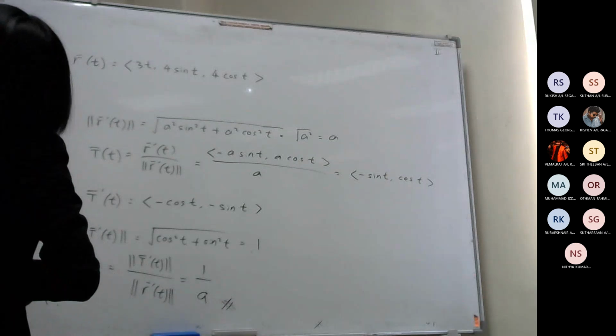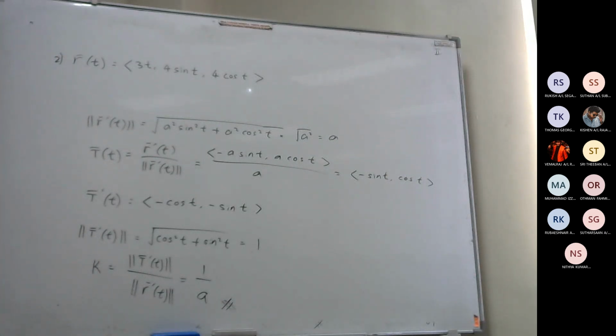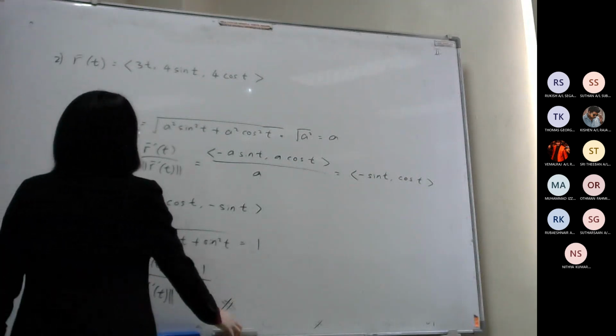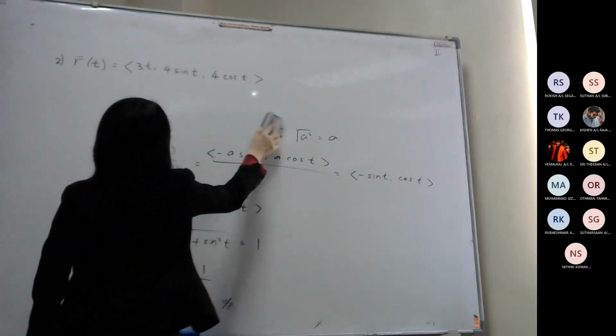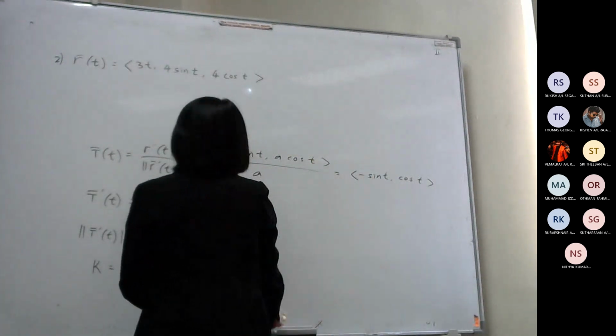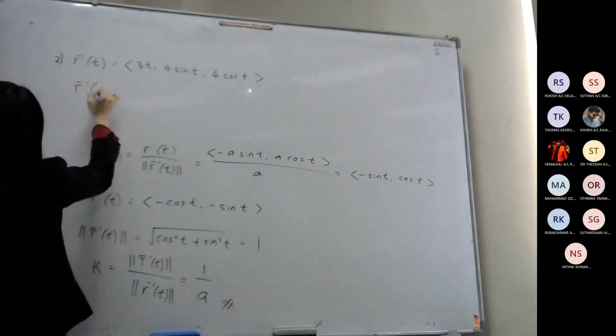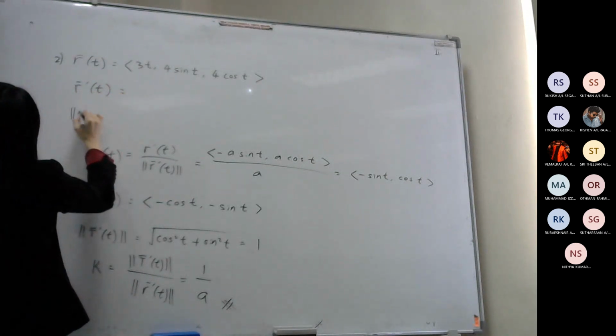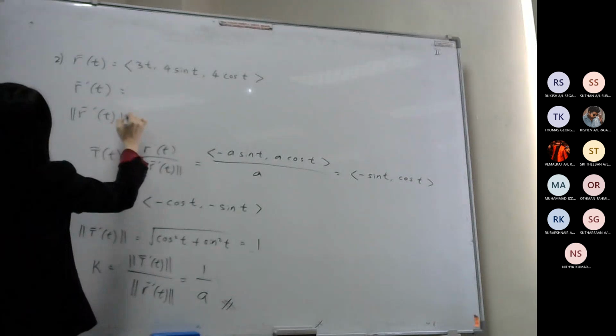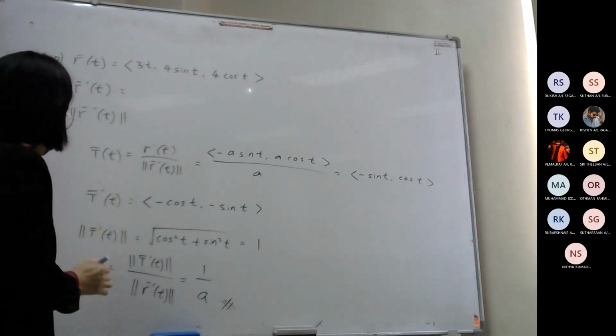For number 2, you have to use this formula, the one given inside. So you have to compute r prime, r double prime, the cross product, and the magnitude of the cross product, and also the magnitude of r prime. Okay, you have to know what you need to compute. Compute r prime, the magnitude of r prime, and r double prime.